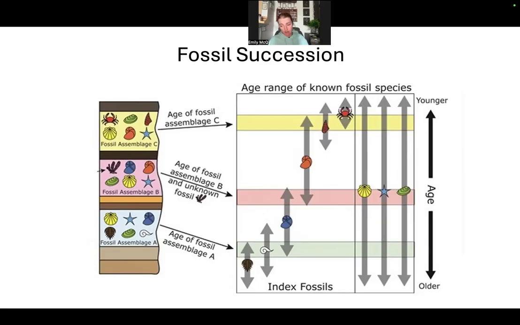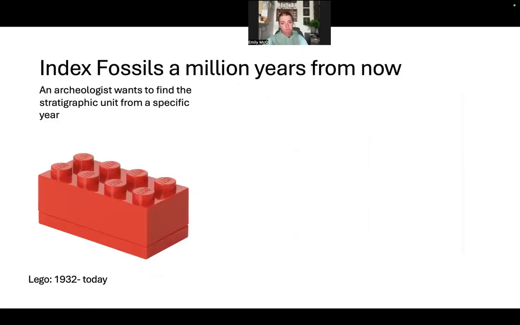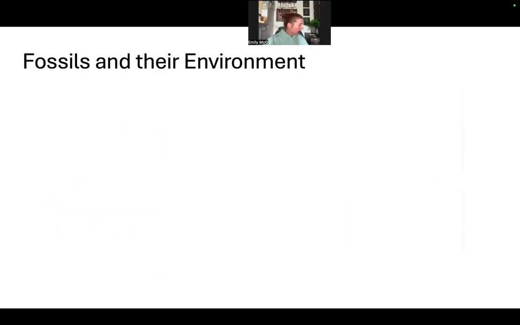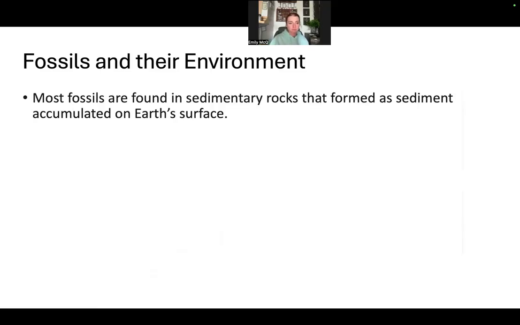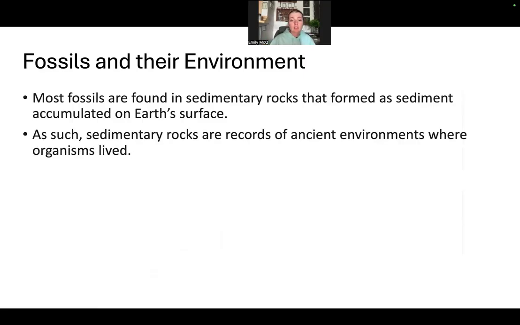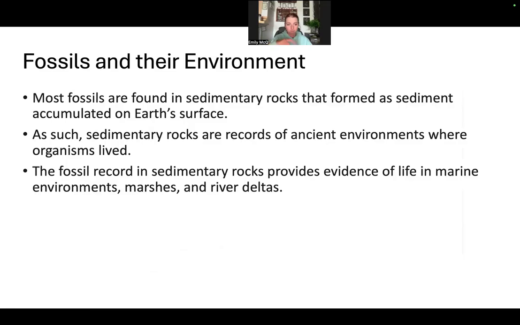And what we have found is that, yes, this is a really accurate depiction of past environments in different geographic locations, because fossils lead to our understanding of how an environment was in the past. So most fossils are found in sedimentary rocks that formed as sediment accumulated on Earth's surface. So as such, sedimentary rocks, which are the best rocks, are records of ancient environments where organisms lived. And this is why I love sedimentary rocks, because they tell the coolest stories.